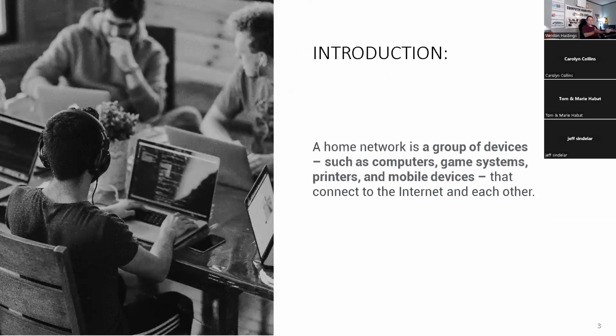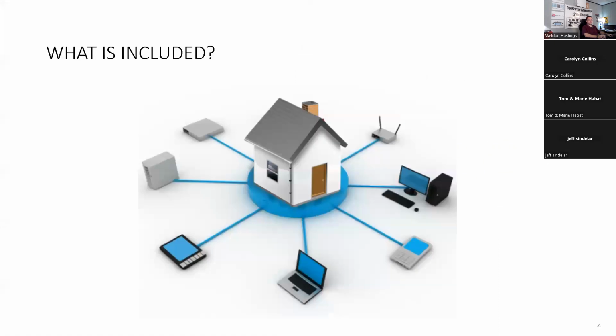A home network is made up simply of any device that connects into the internet. That includes computers, game systems, printers, mobile devices, tablets, refrigerators, washers and dryers. Your car can actually connect into your home network if you have it configured to do so. So what's included?